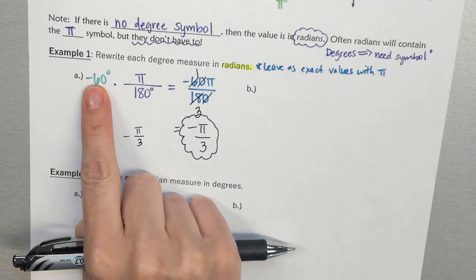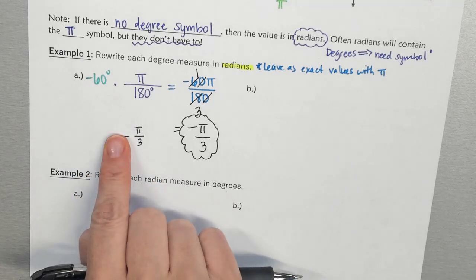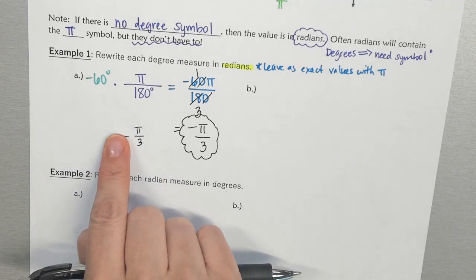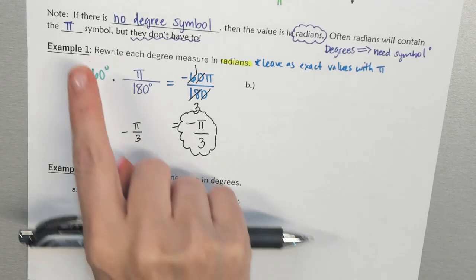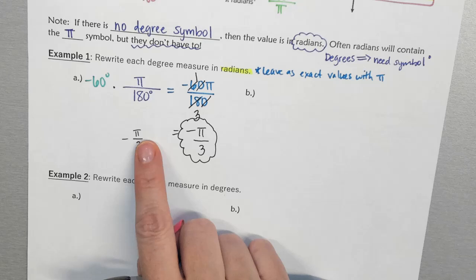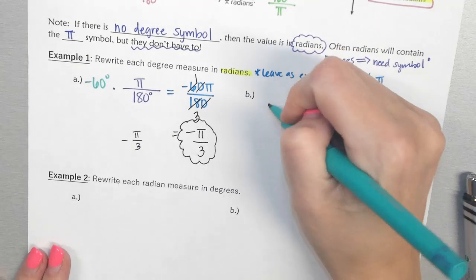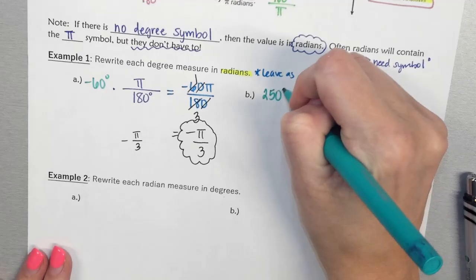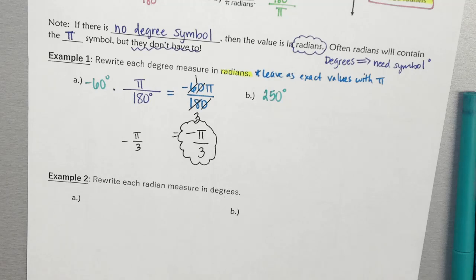What does that mean that 60 degrees is? So if negative 60 degrees is negative pi over 3, then positive 60 degrees is pi over 3. All right, so I want you to do part B with your row partners, okay?